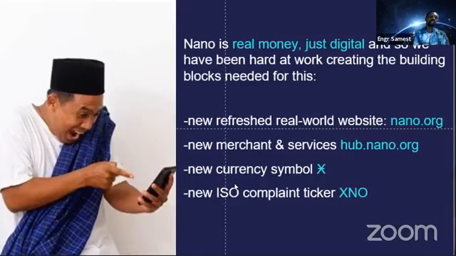Then again, the new currency symbol. Formerly we had Nano as a symbol, but now we have this as the symbol. You see that it even looks like our Naira symbol. So that's the new currency symbol. Then the ticker is XNO. So when you see XNO, that is Nano.